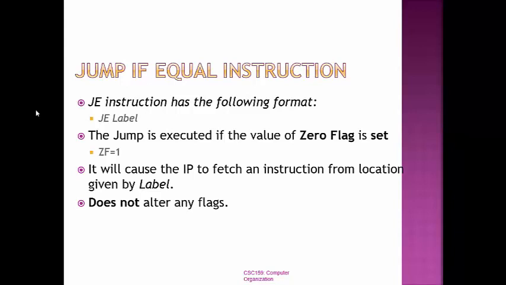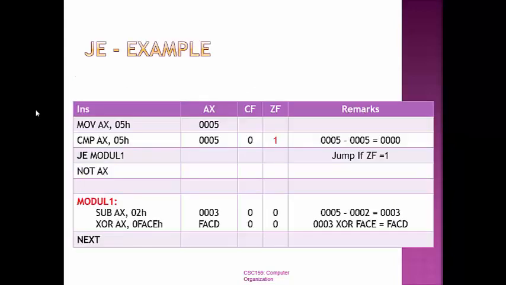So, the next jump instruction, we have jump equal instruction. Jump if equal instruction will jump to the label if the zero flag equal to 1. So, example here, kalau kita tengok kat sini, zero flag equal to 1, dia akan jump to the module 1. Tapi kalau the zero flag equal to 0, dia akan pergi dekat not x. Since dia meet the conditions, dia akan skip the instruction not x ni, dan perform the instruction inside the module 1.